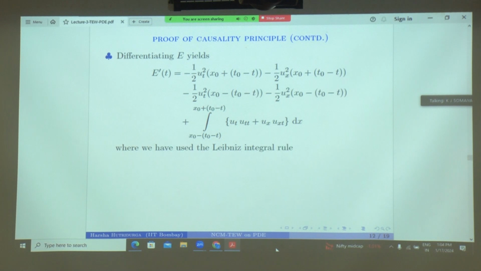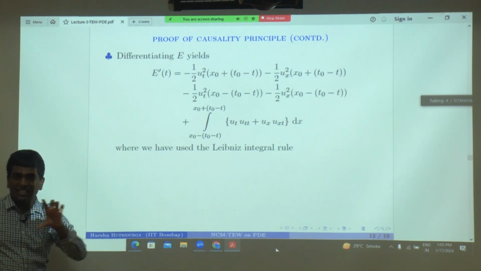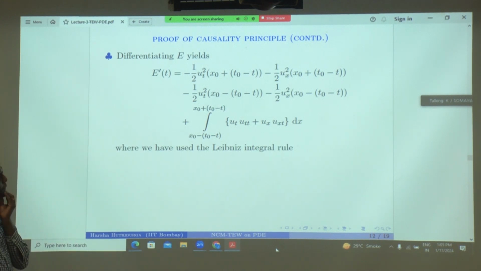And then there is a third term in the Leibniz integral rule where you blindly take the derivative inside. So when you differentiate the square of ut just by using the product rule for differentiation, you get 2 times ut times utt, and that's why this is the reason why you put a half there, so that it takes care of the 2 that comes here. And when you differentiate this, you get 2 times ux times uxt. Okay, you get this. Now, in this step, we have only used the Leibniz integral rule, nothing spectacular.